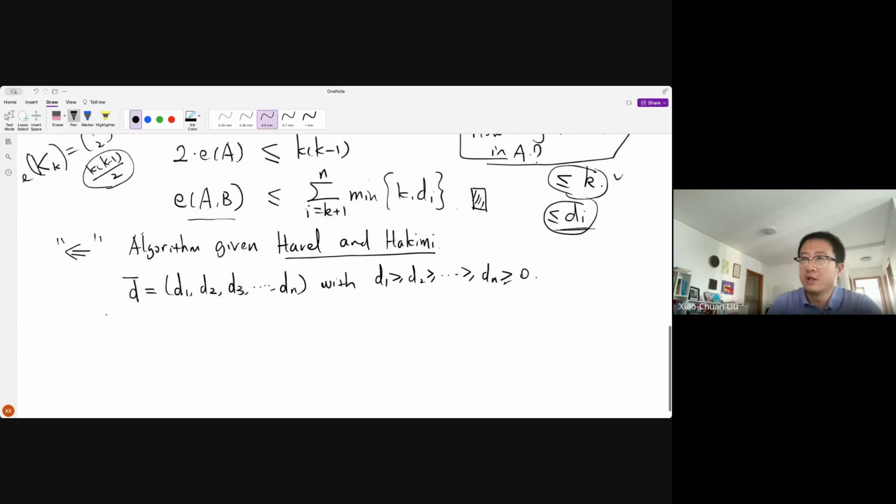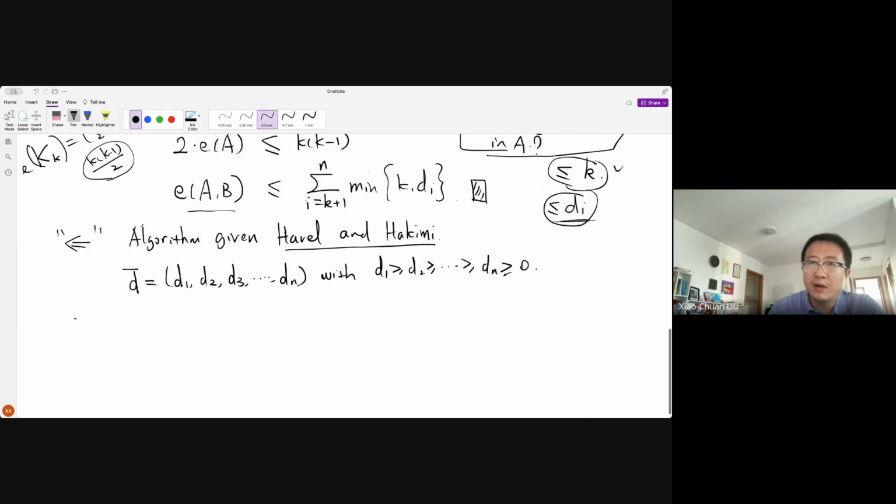So this algorithm is this. We obtain another sequence, which we call D prime bar, where we delete the first D1, and we get D2 minus 1, D3 minus 1, until D1 plus 1 minus 1. And the next, D1 plus 2, is kept. You don't change it. And then until Dn.